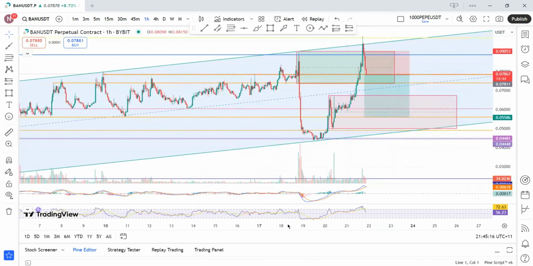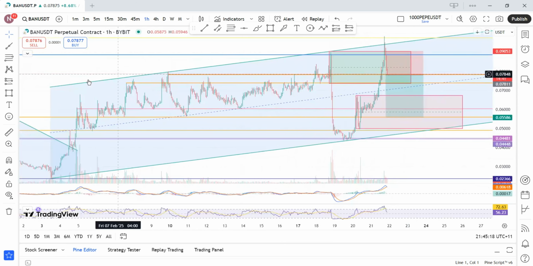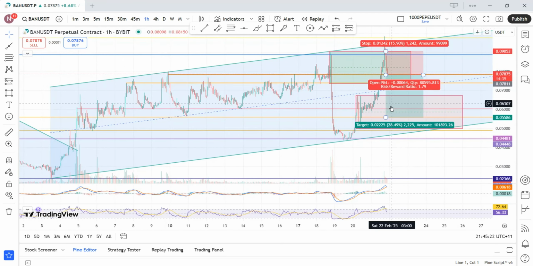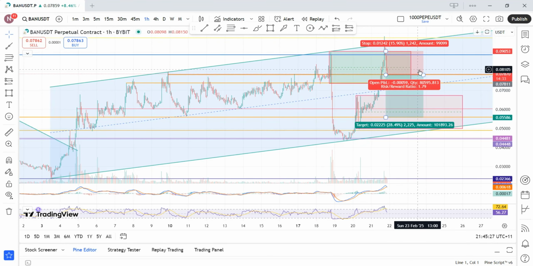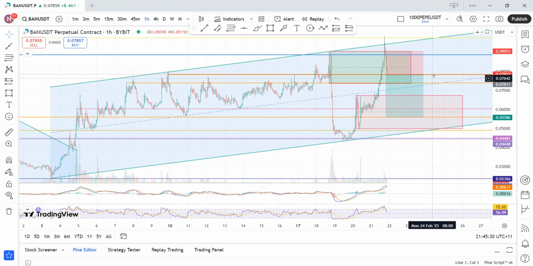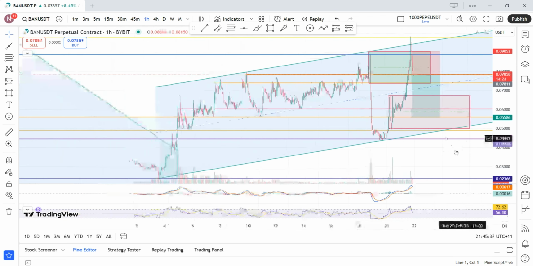Usually with the parallel channel, which is this blue thing, once the price reaches the top of the channel, it tends to go down towards the midline, and sometimes it goes sideways, but eventually it does come down to test the bottom of the channel again. So I'm going to go a bit long term.